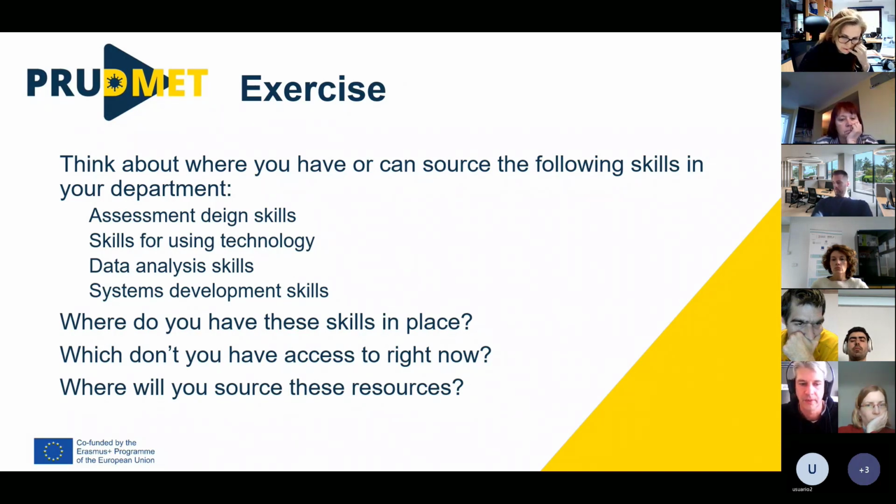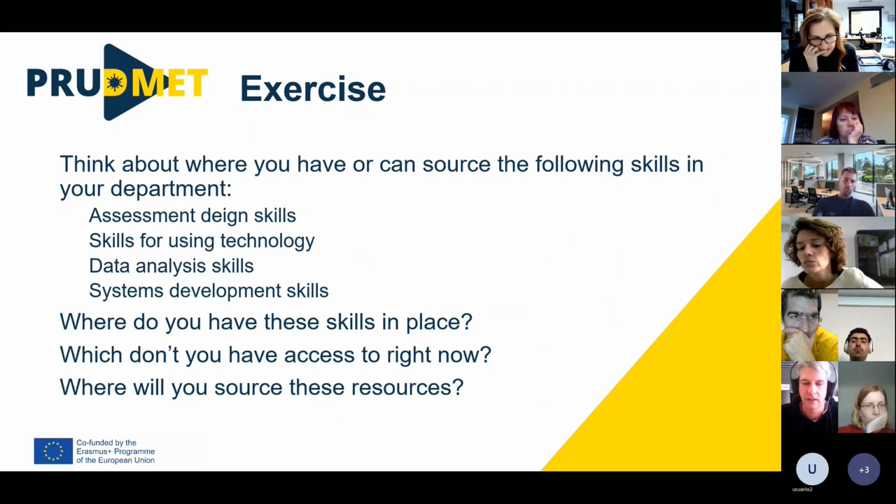So where you have these skills, identify them. How are you going to get hold of them? How are you going to use them? Where you don't have access to them right now, where will you source them? And how will you develop your ability to deliver the potential that measuring of learning gain has? And this is a discussion.